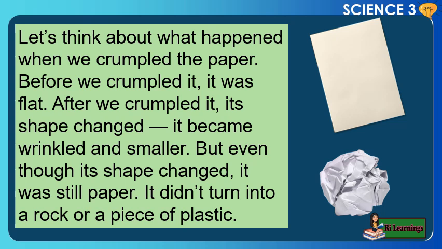Let's think about what happened when we crumpled the paper. Before we crumpled it, it was flat. After we crumpled it, its shape changed. It became wrinkled and smaller. But even though its shape changed, it was still paper. It didn't turn into a rock or a piece of plastic.